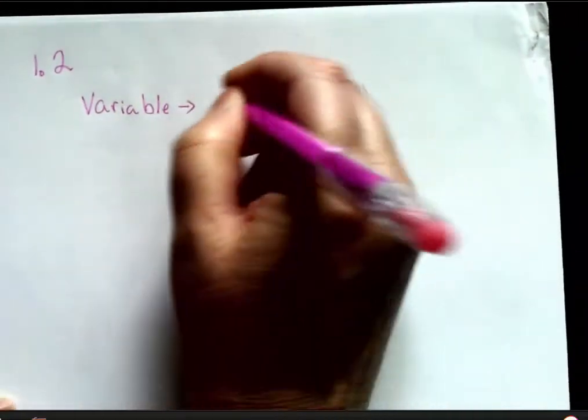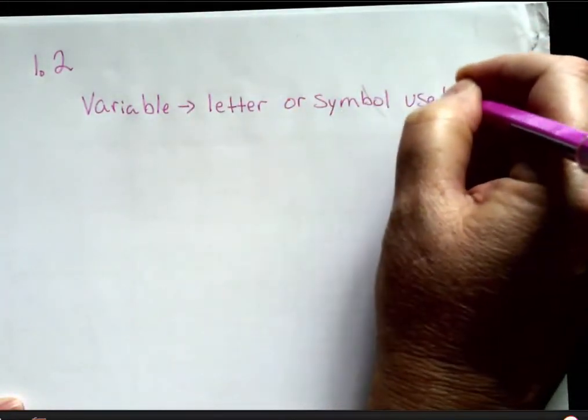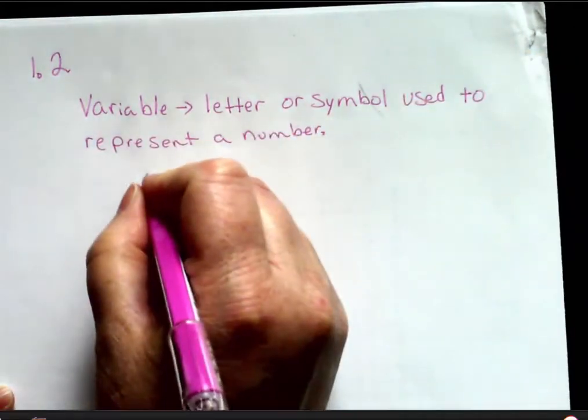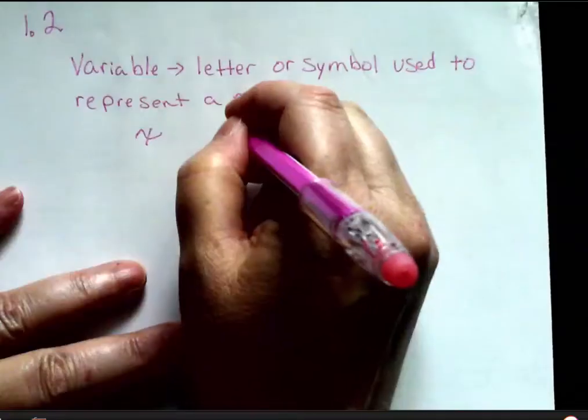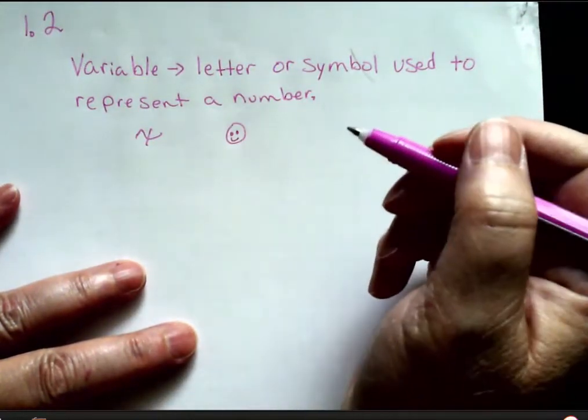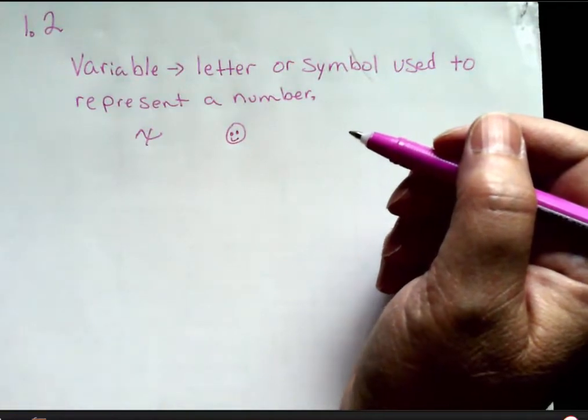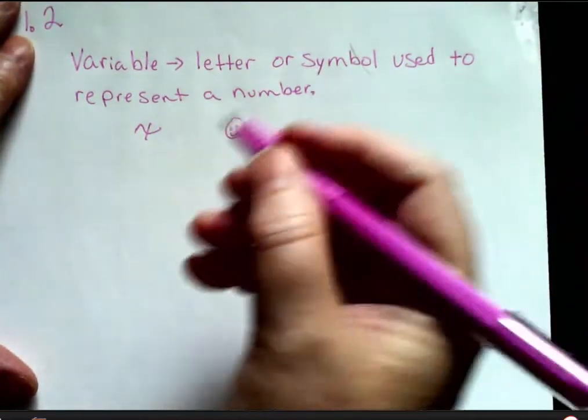So this is going to be 1.2, variables, expressions, and equations. When you have a variable, that is a letter or symbol used to represent a number. For example, x is a variable. A happy face could be a variable. They can represent different things depending upon if you're in an equation or you're in an expression.